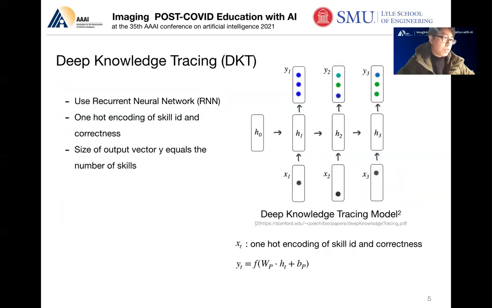Deep knowledge tracing uses a recurrent neural network, and the input to this model is a one-hot encoding of skill ID and correctness. The output is a vector of probabilities, which corresponds to the mastery level of each skill.